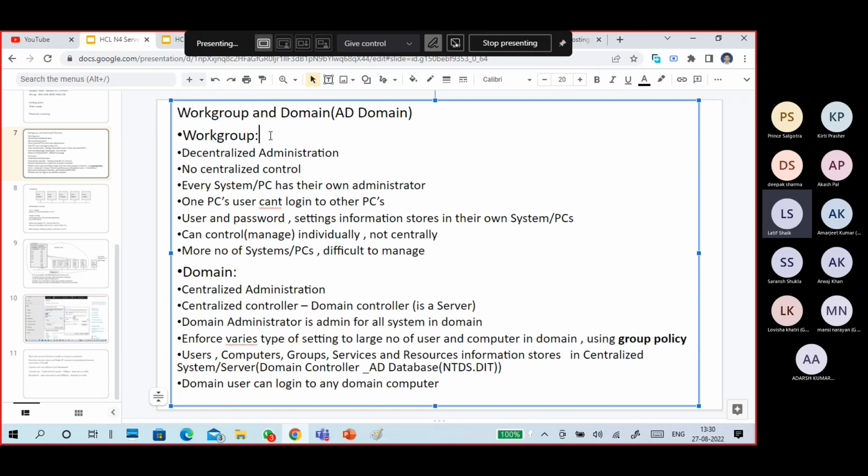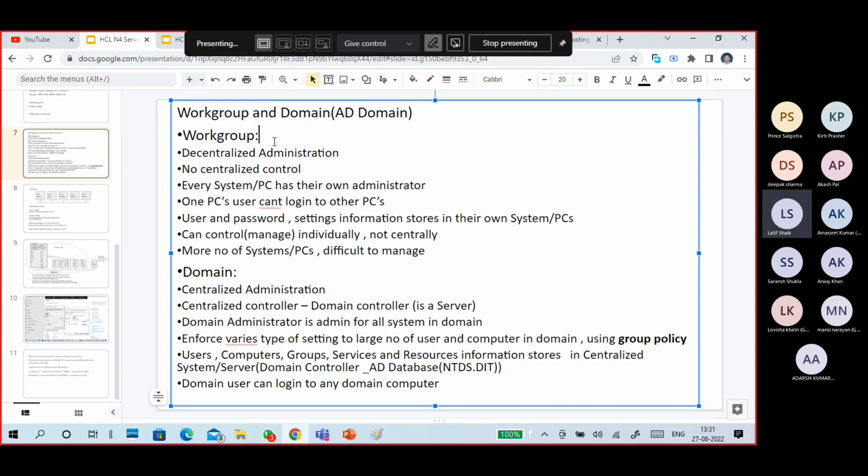Guys, don't forget at least 3 to 4 points. Keep them in mind. Workgroup is decentralized, domain is centralized. There is no centralized control in workgroups, no particular centralized system controlling anything. In a domain, there is a domain controller that controls your users, groups, settings, and everything. In a workgroup, each and every PC has a local administrator who administrates the PC.